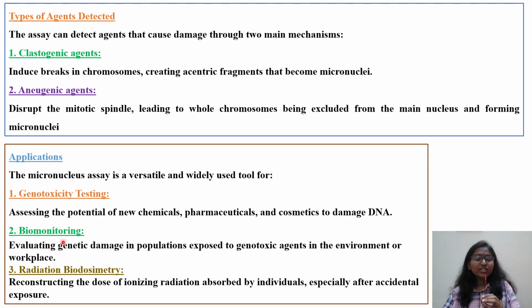Next one is biomonitoring, evaluating genetic damage in populations exposed to genotoxic agents in the environment or workplace. Particularly, biomonitoring is done in industrial areas where workers are working. There you will be taking their samples, epidemiological studies also. You will be taking either urine samples or plasma or serum samples. There we will be checking if there is continuous, frequent, repeated exposure to a certain chemical, whether it is causing any DNA damage.